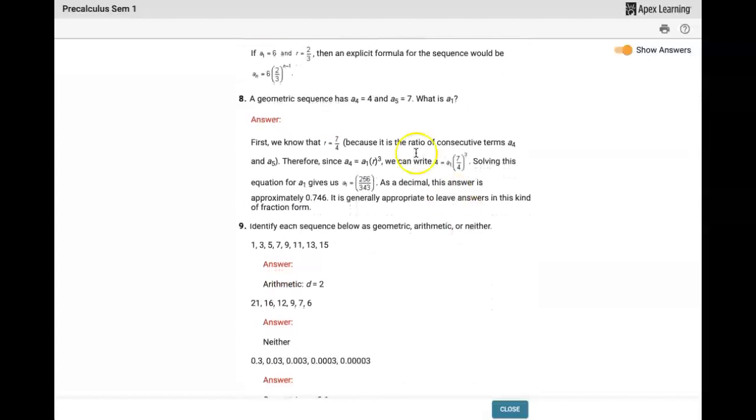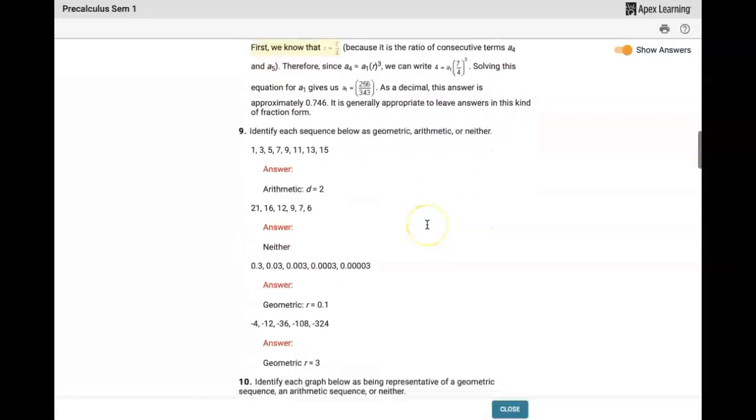All right. Then saying a geometric sequence has A4 equal to 4 and A5 equal to 7, what is A1? You would have to work backwards. We have to figure out what the ratio is, then figure out, if this is A4, how do I get A3? How do I get A2? Then back it up all the way to A1. Or you can do the other thing where you rewrite our original equation and solve for A1. Again, whatever you are comfortable with.